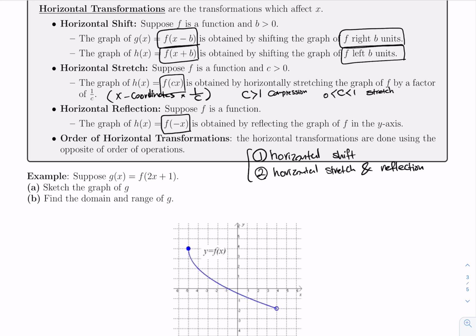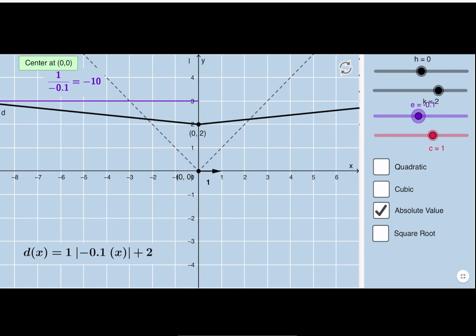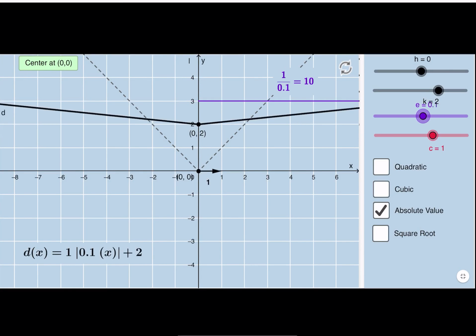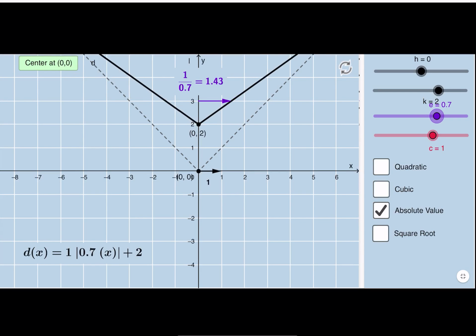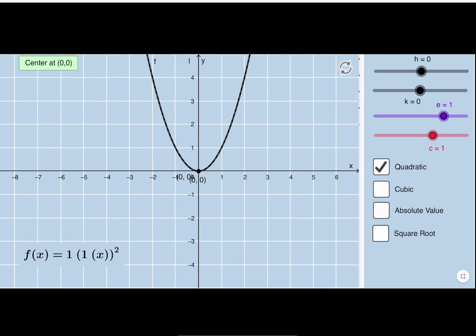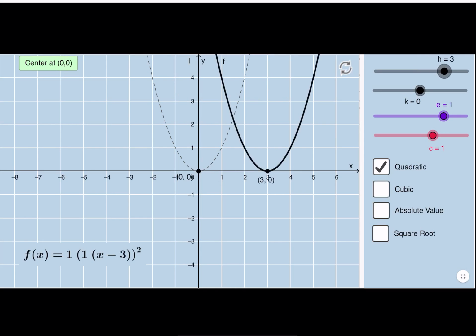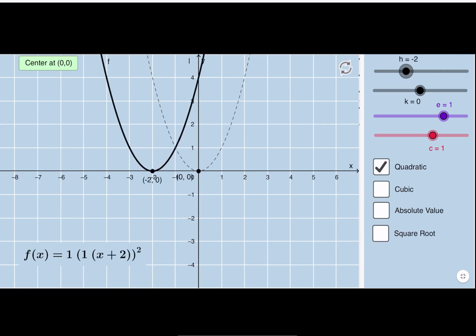Let's go back to our example and take a look at maybe our quadratic function. There we go, quadratic function. Let's add and subtract 2x. So let's take a look at f of x equals x minus 1 squared. Shifted to right 1 unit. X minus 3 squared, shifted right 3 units. X plus 2 squared, shifted left 2 units.